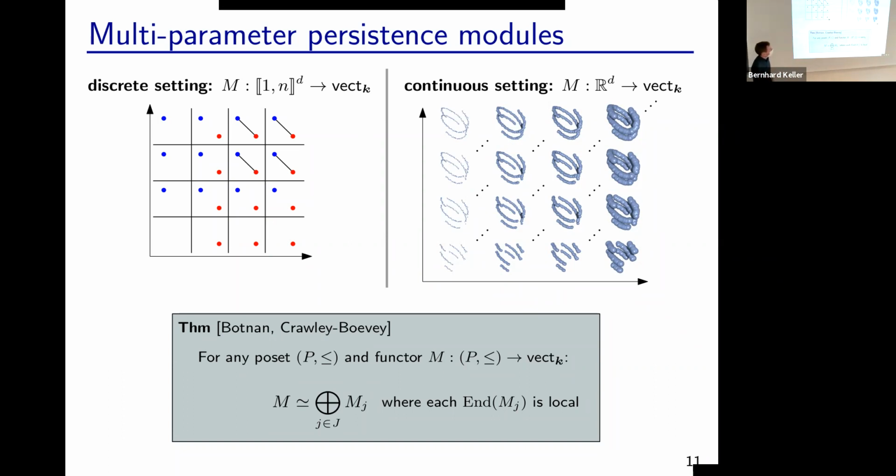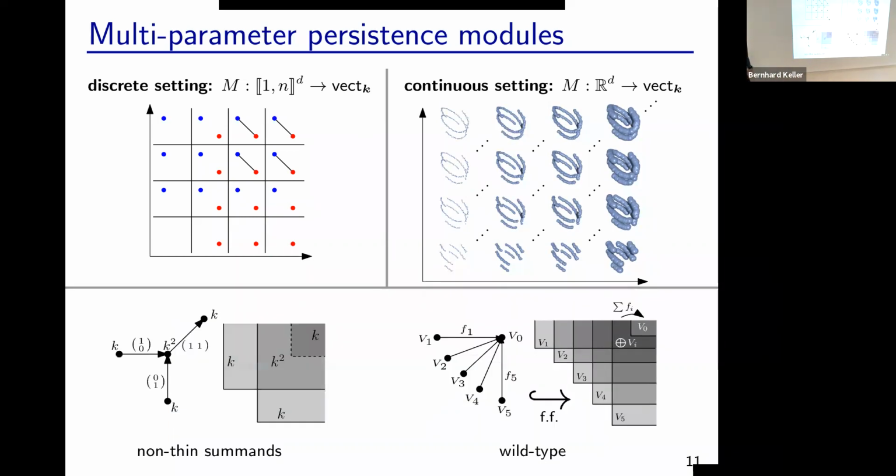And in this context, the persistence modules are again functors from these posets to finite dimensional vector spaces, and there's a result that says that the modules still always decompose into direct sums of indecomposables. And the decomposition is essentially unique, because again, indecomposables have endomorphism rings which are local. Now the problem is that the indecomposables may no longer be interval modules. In fact, they may not be thin. They might have pointwise dimension more than one.